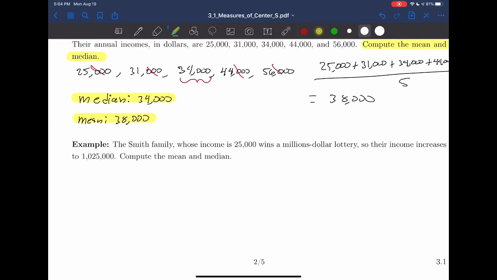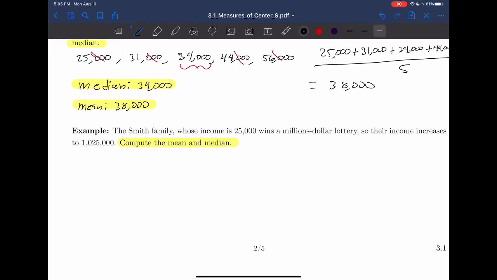Let's consider one of the families, let's say the Smiths, whose income was 25,000, and they won the lottery. So that means their income increased by $1 million. And the goal is to compute the mean and median of the neighborhood. And we're actually going to see something very interesting. So let's compute the median first.